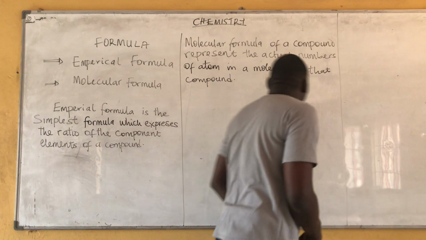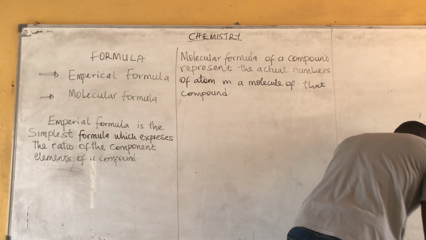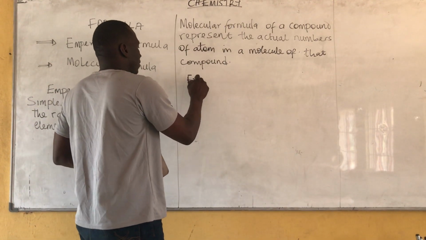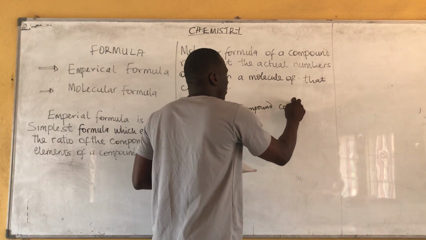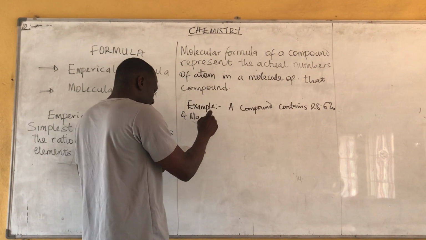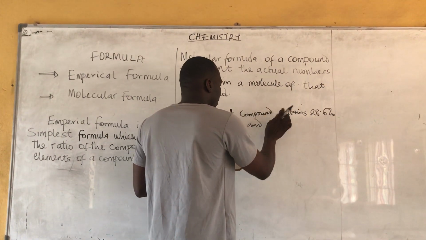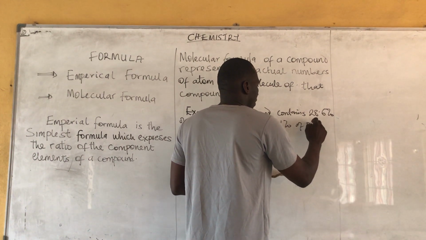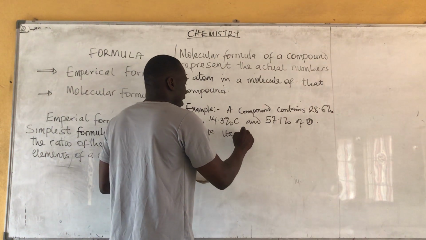Let's quickly discuss one or two examples and see how it is calculated. Example one on empirical formula. Let's see how to calculate empirical formula. A compound contains 28.6% of magnesium, 14.3% of carbon, and 57.1% of oxygen. Calculate its empirical formula.